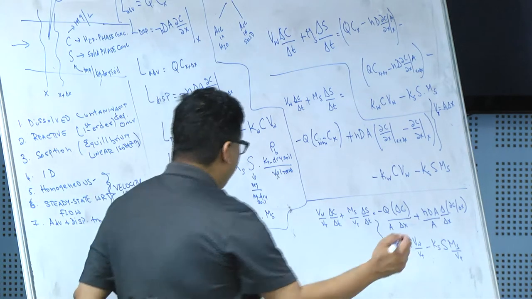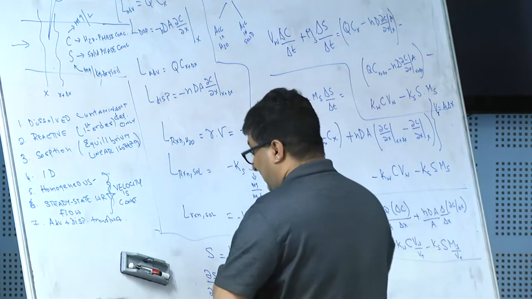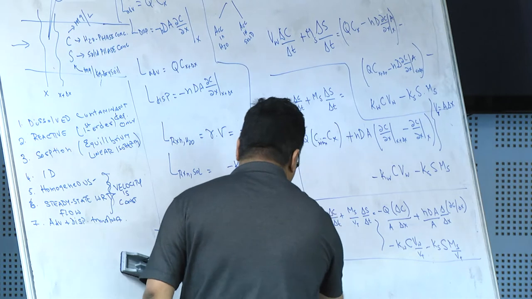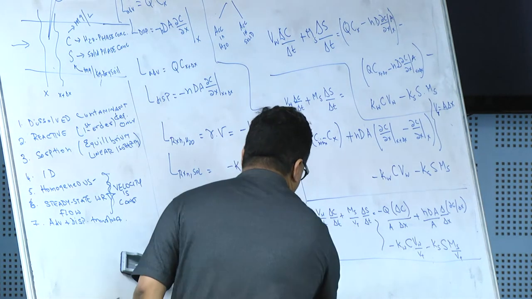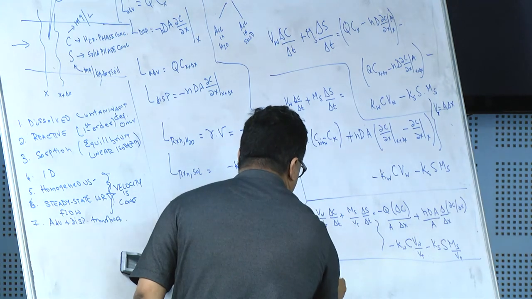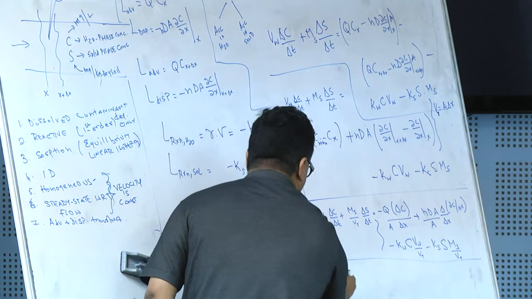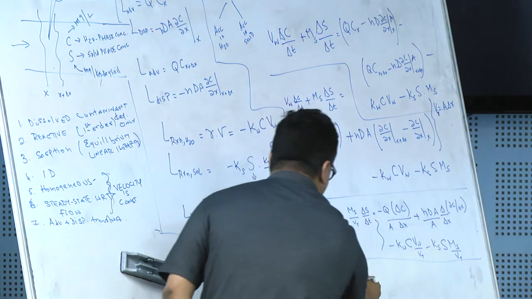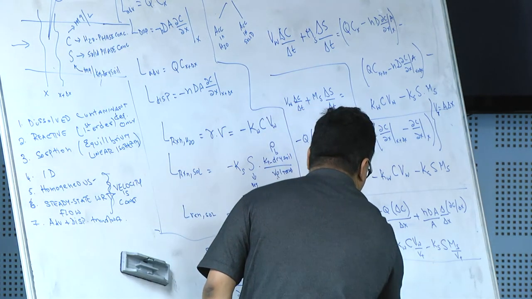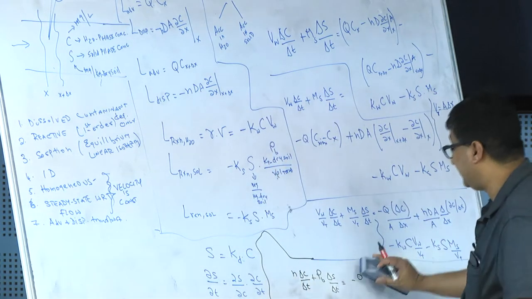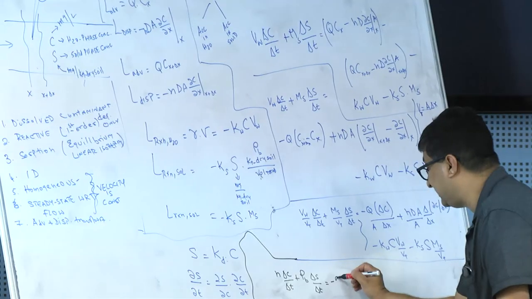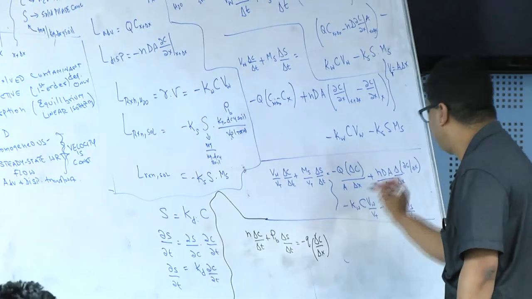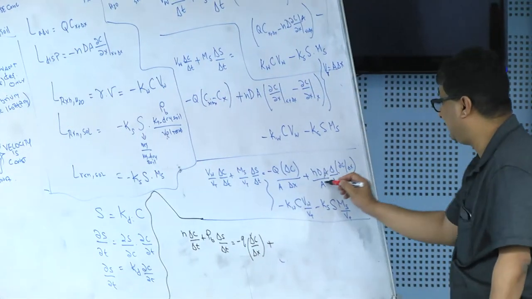So we'll just switch colors. Okay. And we'll put N del C over del T plus rho B del S over del T equals minus Q over A. So I'm going to put my Q over A term as little q, specific discharge. Okay. And I can cancel this too.